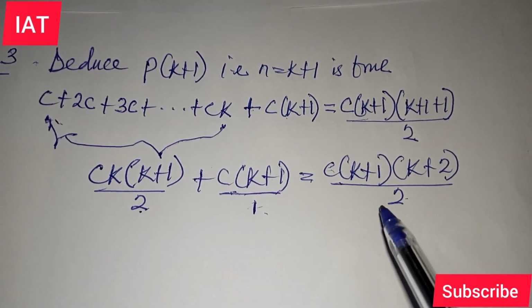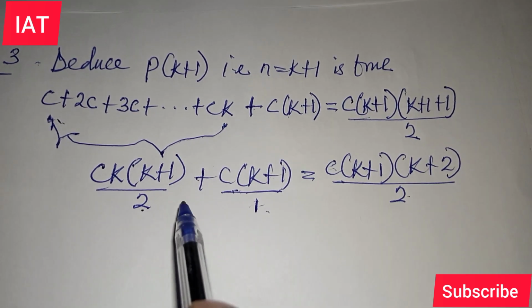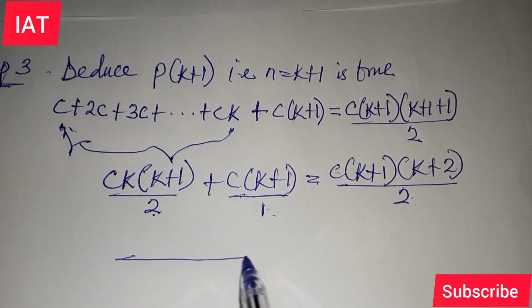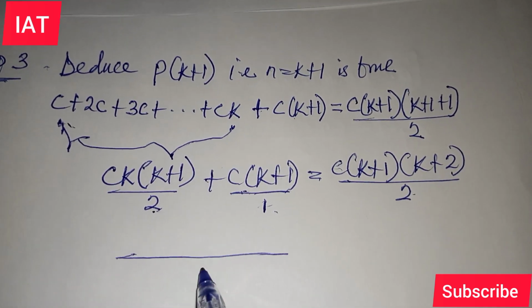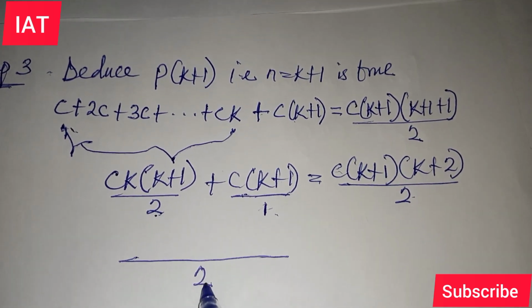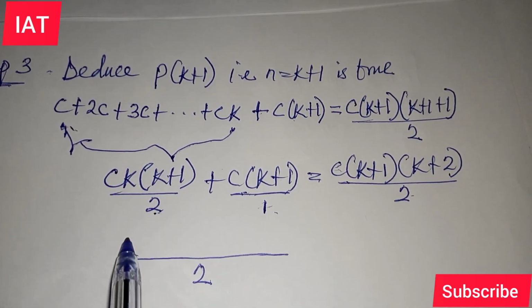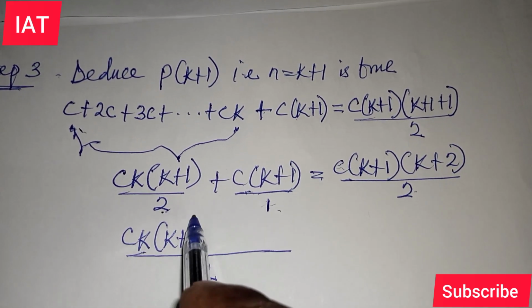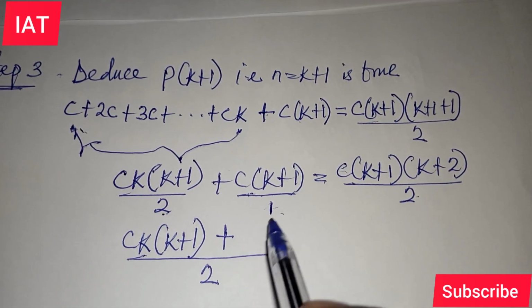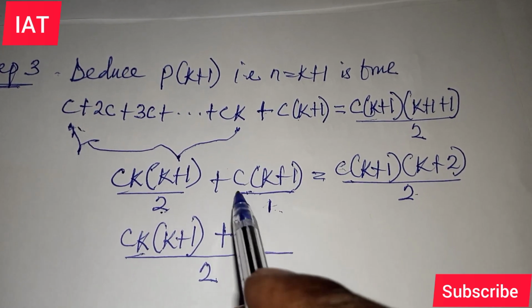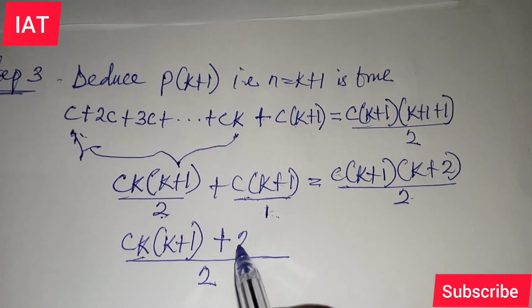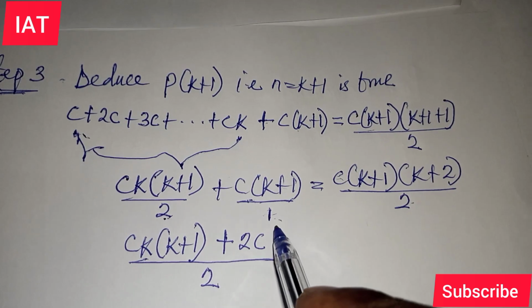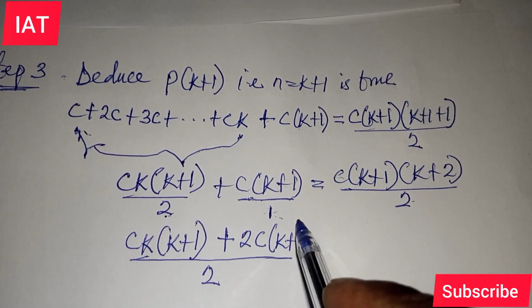So leave this right hand side, just work on this left hand side. So look for the LCM of 2 and 1, which is 2. 2 divided by 2 is 1. 1 times c k is ck into k plus 1, plus 1 into 2 is 2, and 2 times the whole of this is 2c into k plus 1.